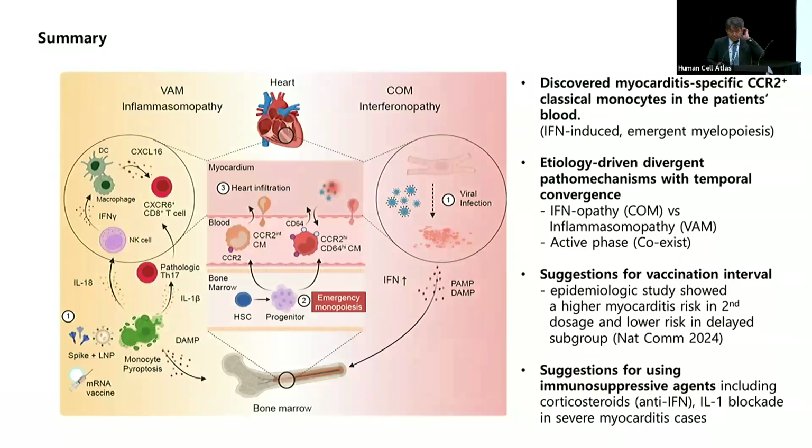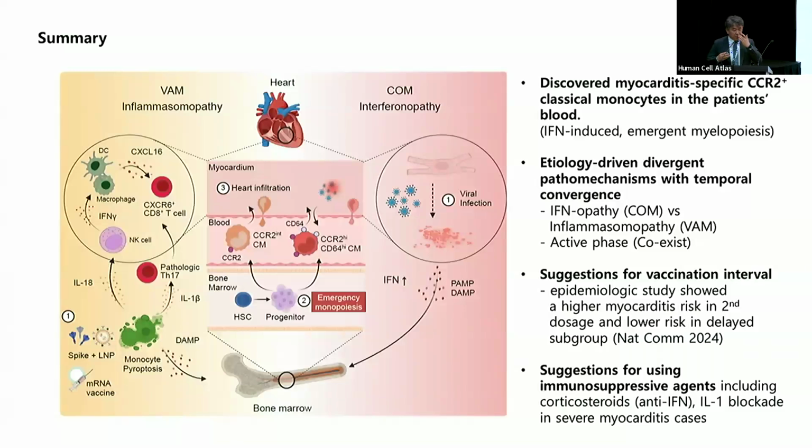So this is the summary. They discovered myocarditis-specific CCR-positive classical monocytes in the patient blood and heart tissue. And they found that COM is related to interferonopathy, and BAM is inflammatory, but in the acute phase, the two coexist. And the epidemiologic study showed that the myocarditis risk is higher for the second dose, and there is lower risk in the delayed subgroup.